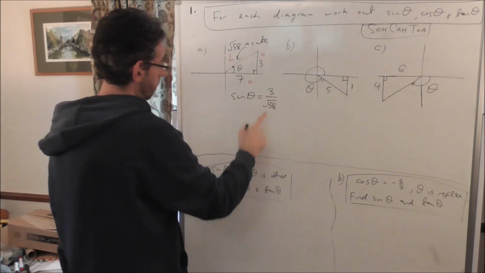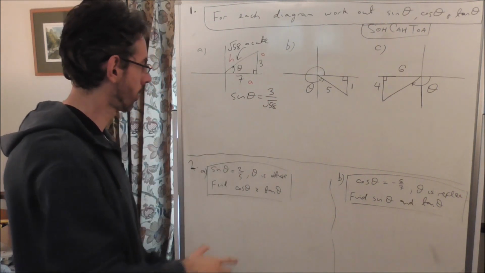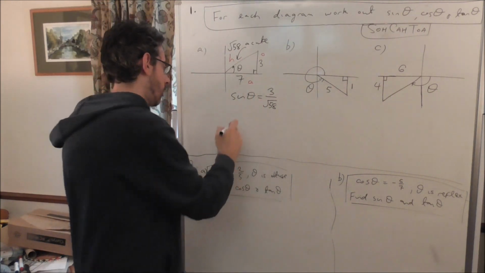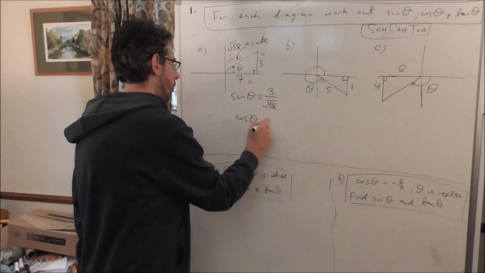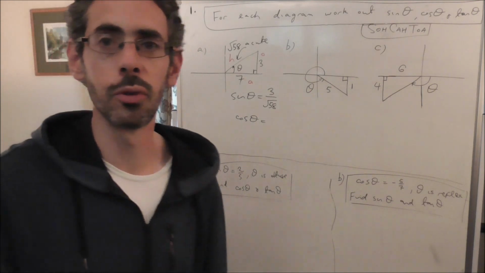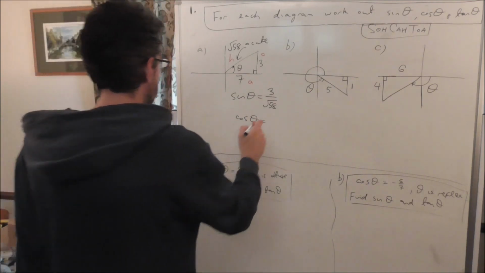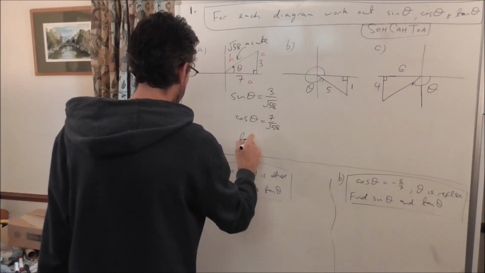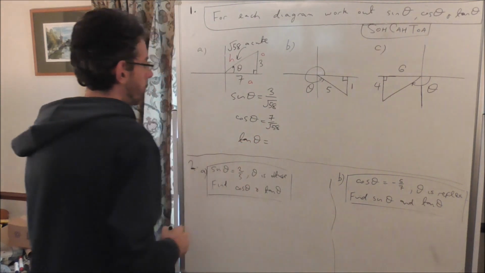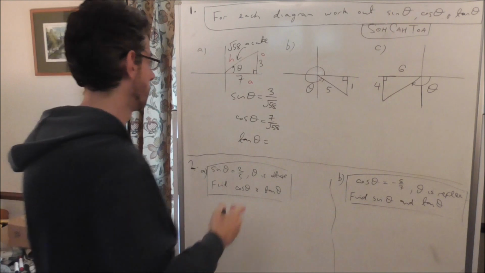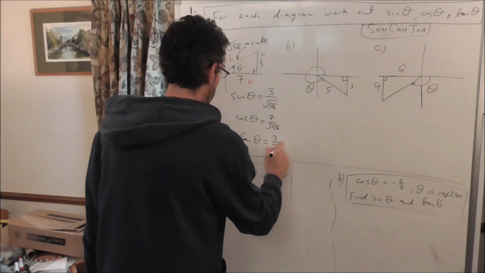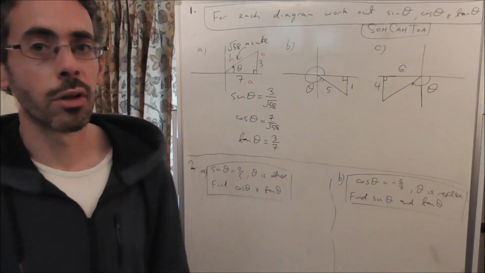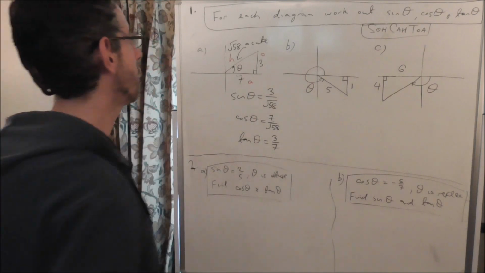I could simplify this fraction by rationalising the denominator, but I'm just going to leave it like this. Cos theta is adjacent over hypotenuse, which is 7 over root 58. And tan theta is opposite over adjacent, which is 3 over 7. Right, let's move on to part B, this angle here.